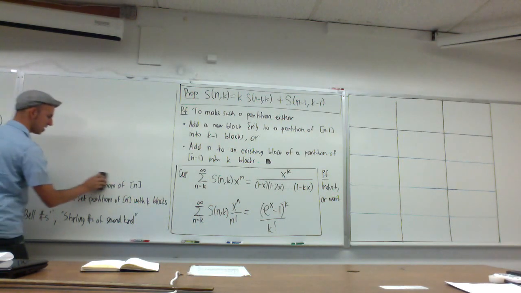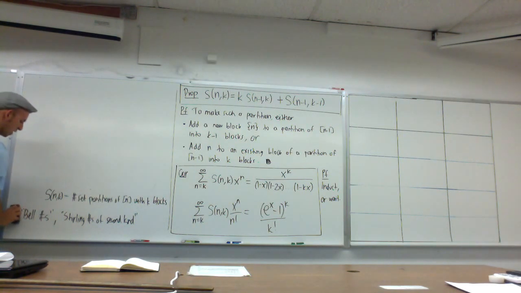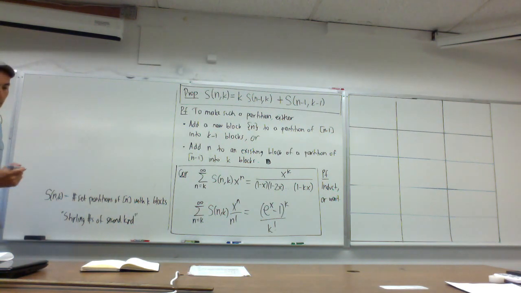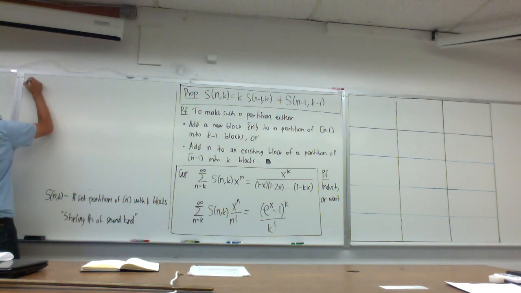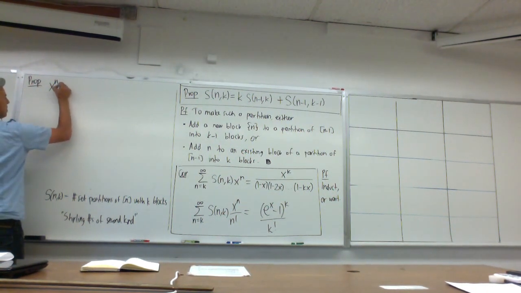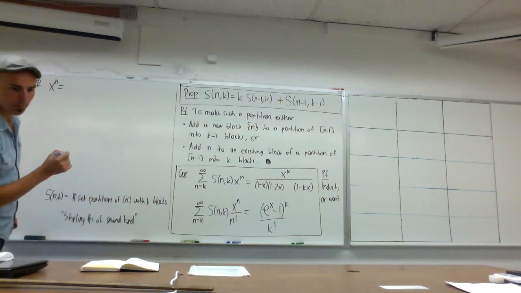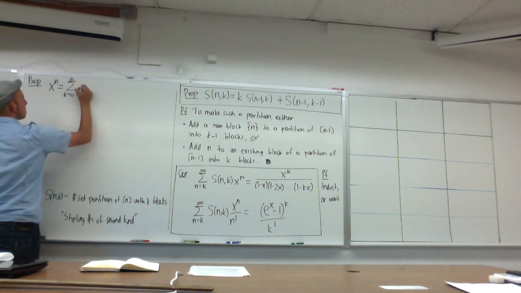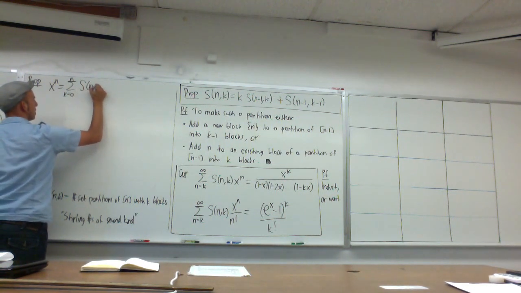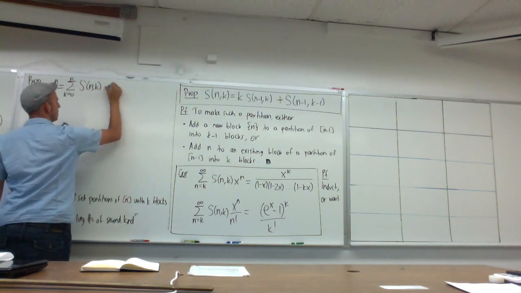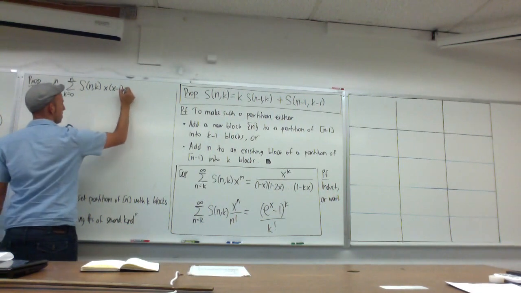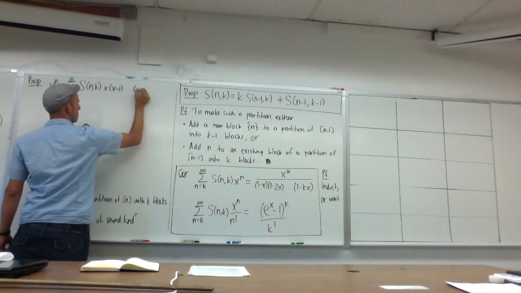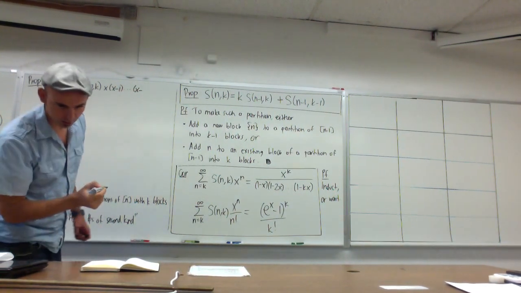Let me erase this because we're not going to really talk about Bell numbers, but we are going to talk about Stirling numbers more. So here's a proposition. x to the n is equal to the sum, k equals 0 to n, of Stirling number S(n, k) times x minus 1, x minus 2, up to x minus k plus 1, I think. Yes.